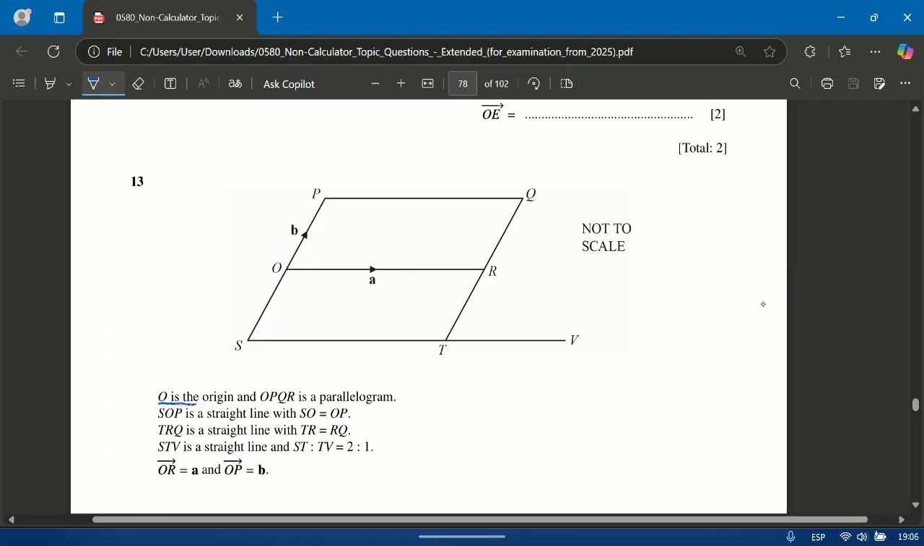O is the origin. That is important. That is going to be relevant later. So all the vectors are starting from O. And OPQR is a parallelogram. Okay, that is also important.